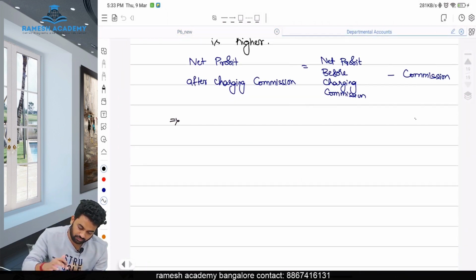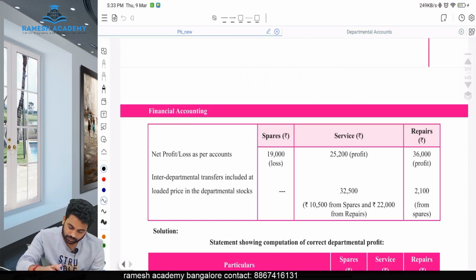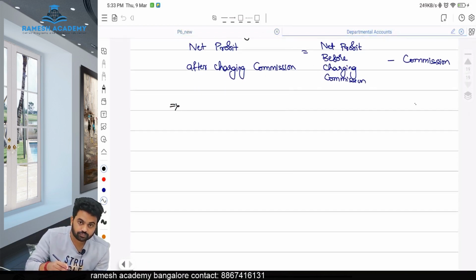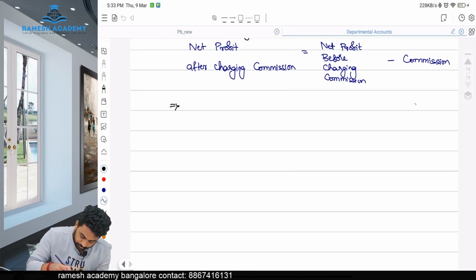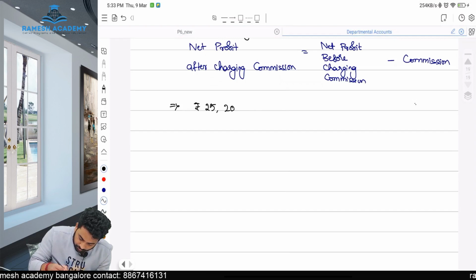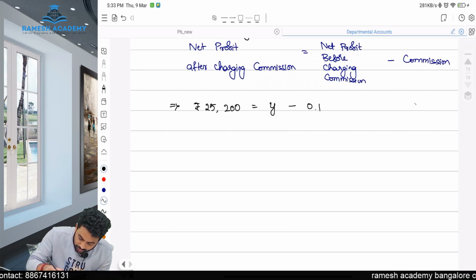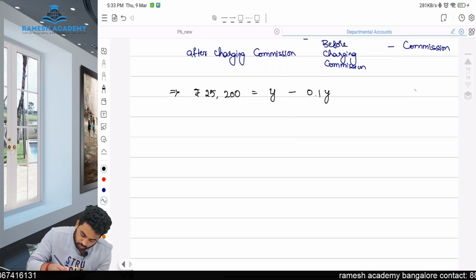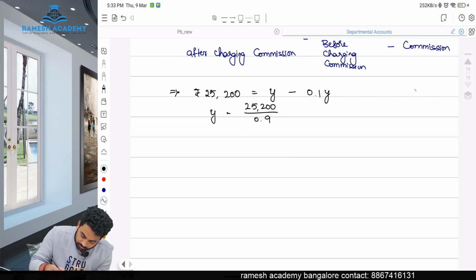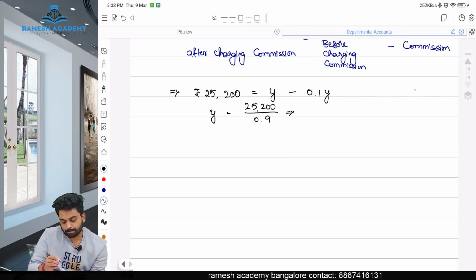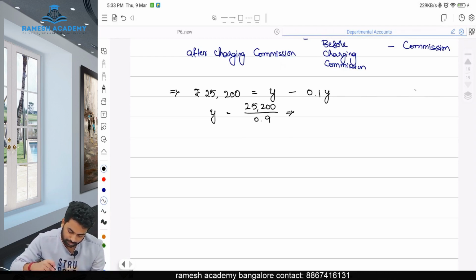So net profit after charging commission is how much? Service department 25,200 rupees. How much is net profit before charging? We don't know. Let it be y. Minus how much was the commission? 0.1y, right? So y is equal to 25,200 divided by 0.9.